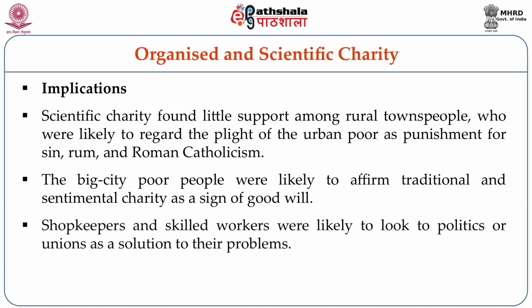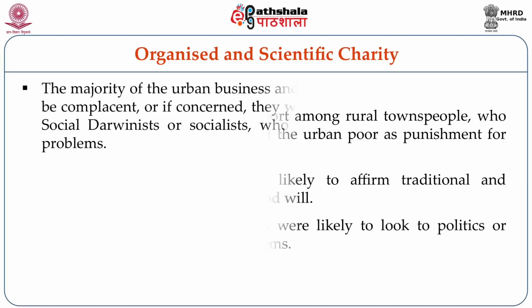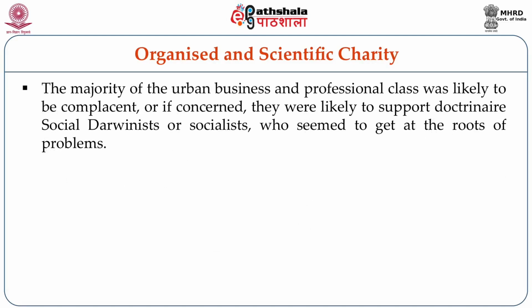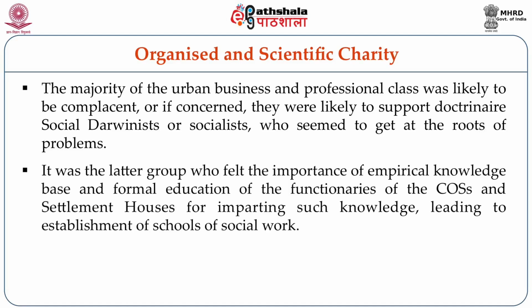Shopkeepers and skilled workers were likely to look to politics or unions as a solution to their problems and not to these two systems. The majority of the urban business and professional class was likely to be complacent, or if concerned, they were likely to support doctrinaire social Darwinists or socialists who seemed to get to the root of the problems. It was this group of urban business and professional class who felt the importance of empirical knowledge and formal education for the functionaries of COSs and settlement houses for imparting knowledge. Finally, it was this group that was responsible for the establishment of schools of social work.